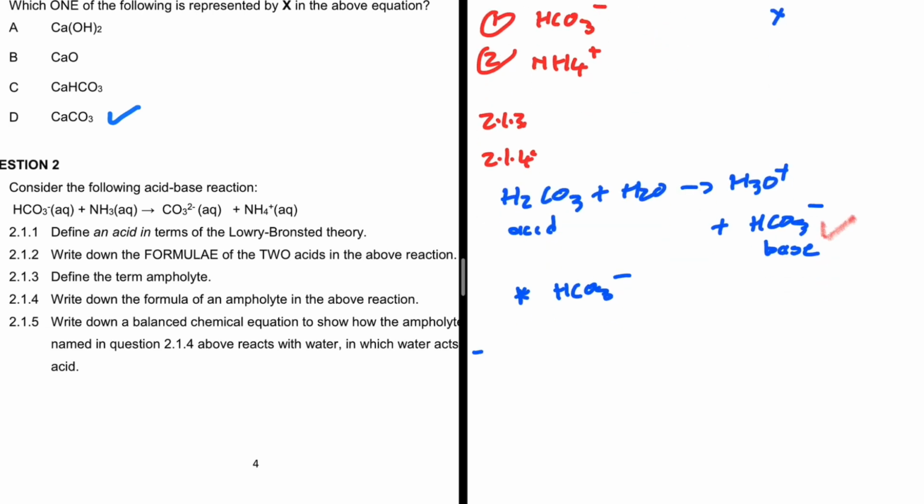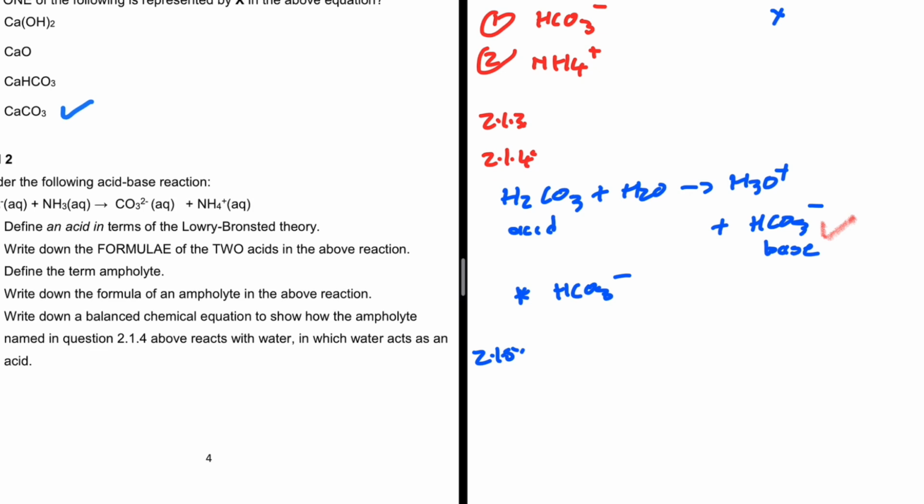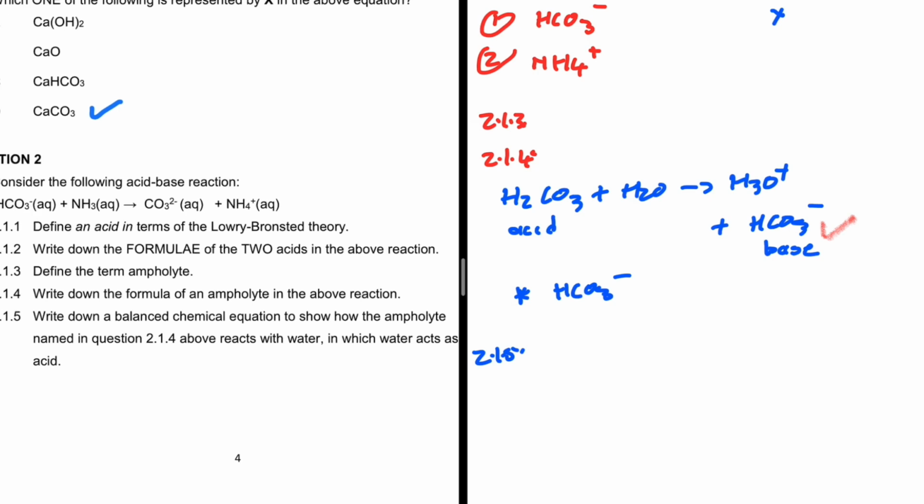And then 2.1.5, write down a balanced chemical equation to show how the ampholyte named in question 2.1.4 above reacts with water, in which water acts as an acid. Okay, let's see.